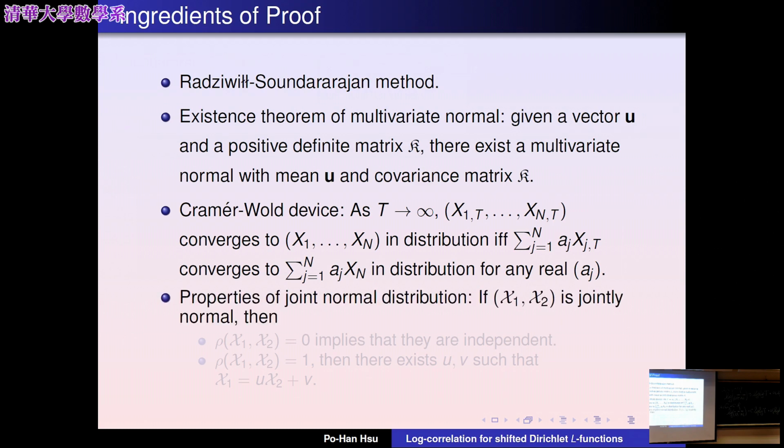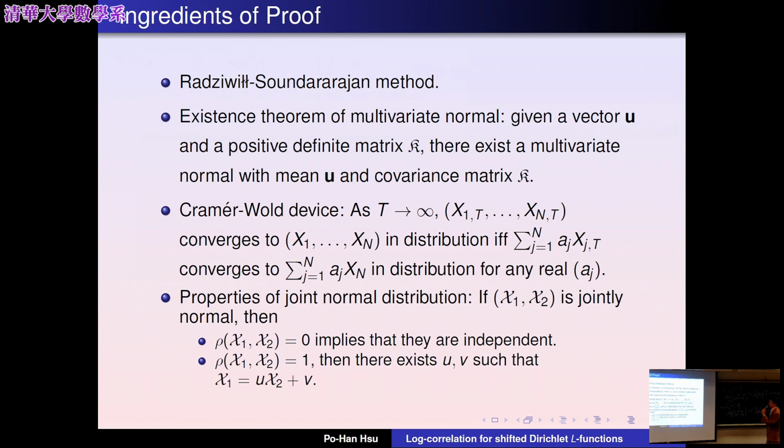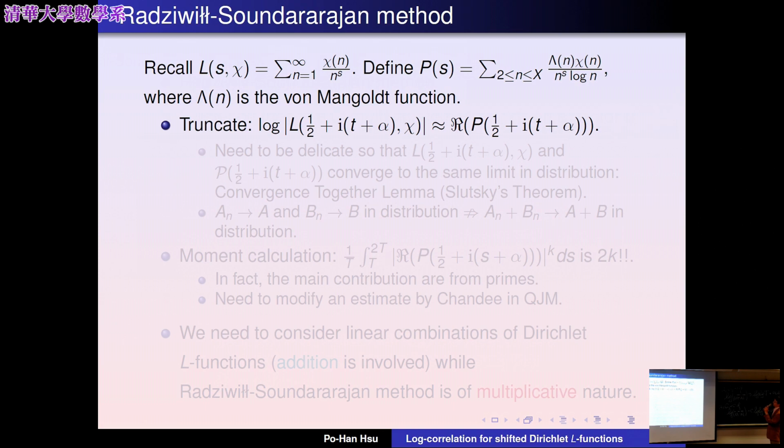Also, we use some nice properties of joint normal variables. That is, if the correlation is 0, then they are independent. This is not true in general. And if the correlation is 1, then they have this linear property. Okay. So some probability is really used.